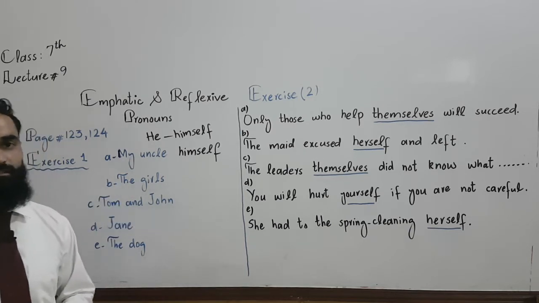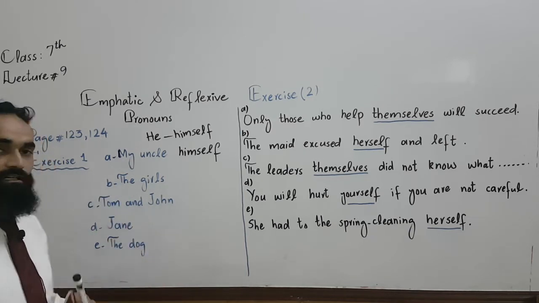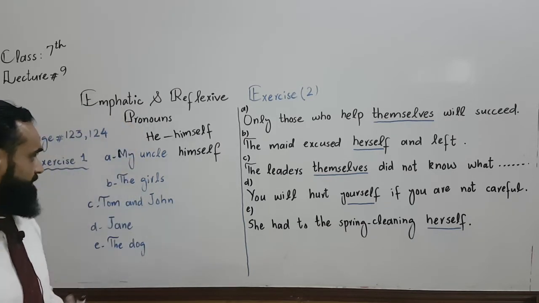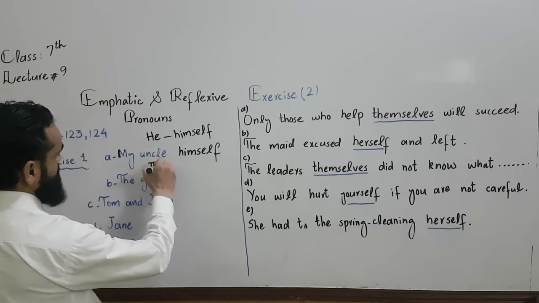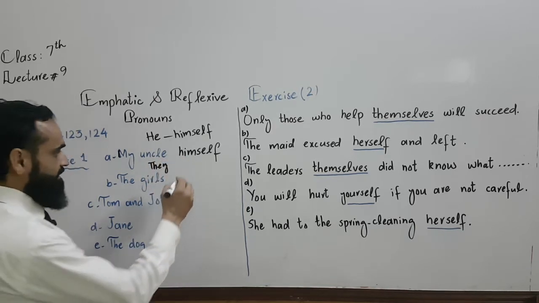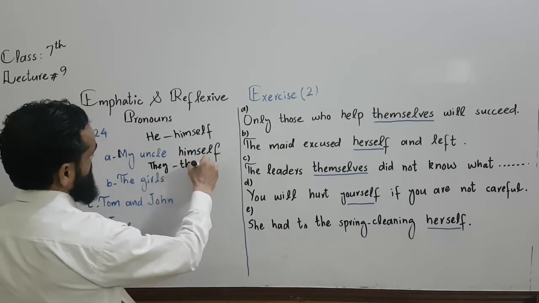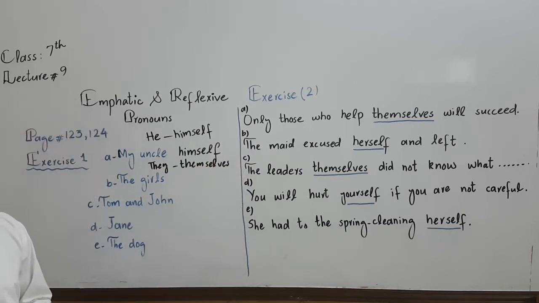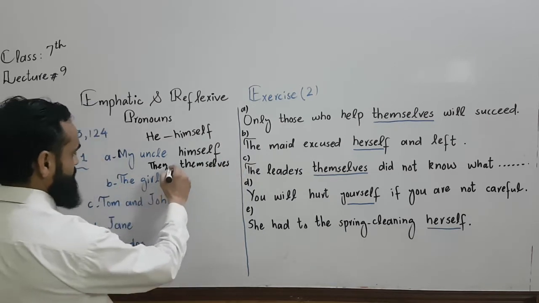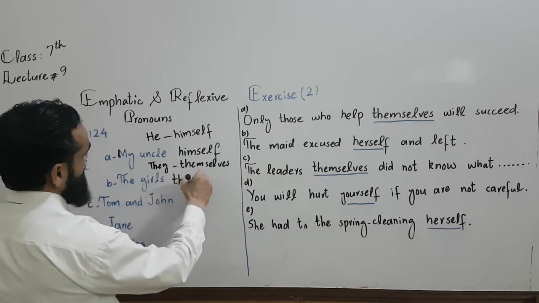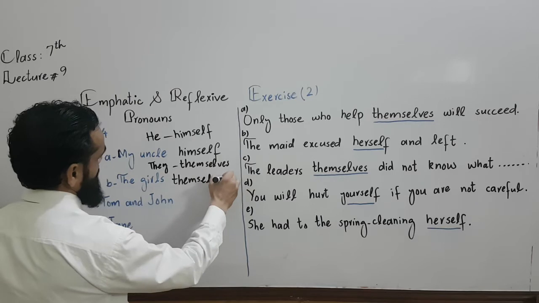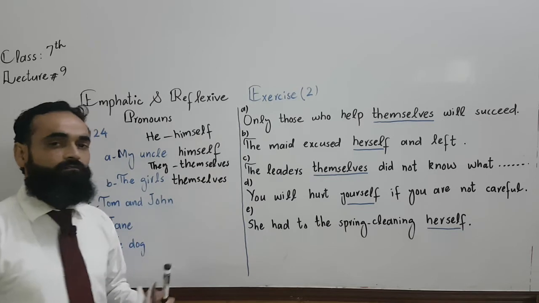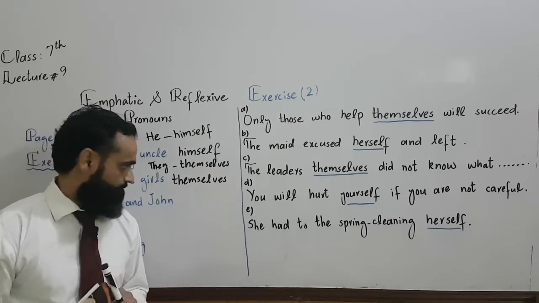Option B, the girls. As you know, the girls are a plural entity, and for plurals we use subject they. An objective case of they is them. By adding selves, it will become the reflexive and emphatic pronoun of the girls. So you will write themselves in front of the girls. Remember, with singular we use self, while with plurals we write selves.